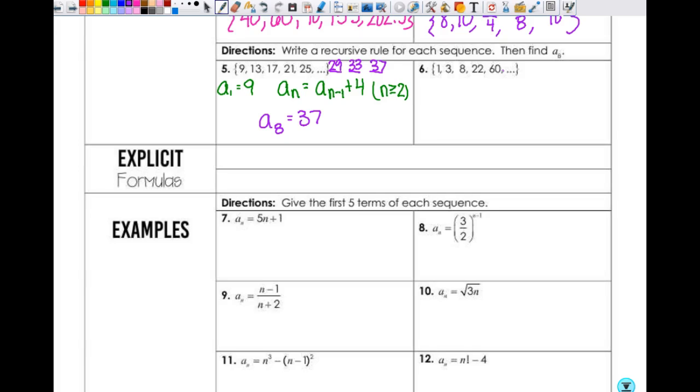So we need 2 terms in order to do that, right? Not just a sub 1. So we have to define a sub 1 is 1 and a sub 2 is 3. That means this is only going to work when n is greater than or equal to 3, because we already have the first and second term, right?